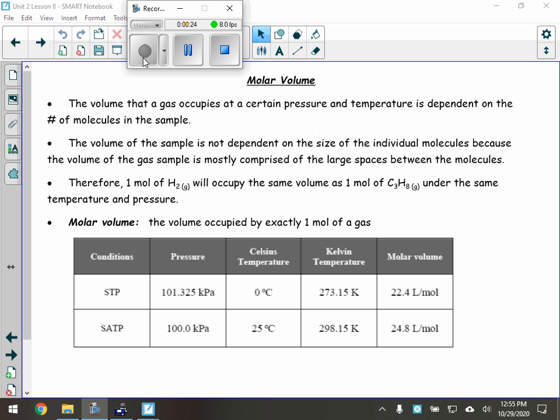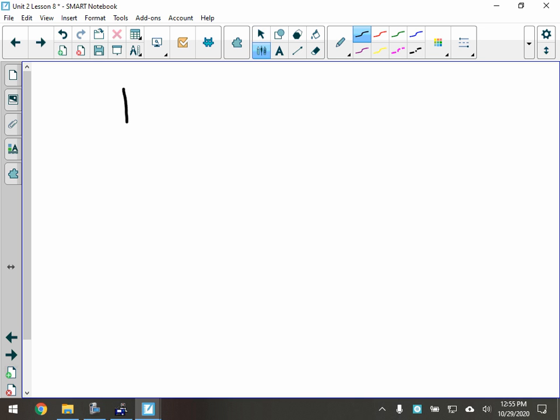Then they claim this: 1 mole of H2 is going to occupy the same volume as 1 mole of C3H8 under the same temperature and pressure. And then they give us this little chart here, which, by the way, you have these constants on the back of the periodic table. Okay, so again, you don't need to memorize these or anything like that. That's not really the point. But the point is this, okay? And you can choose to write this down or not. It doesn't really matter to me.